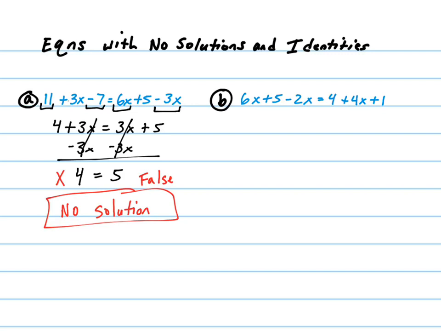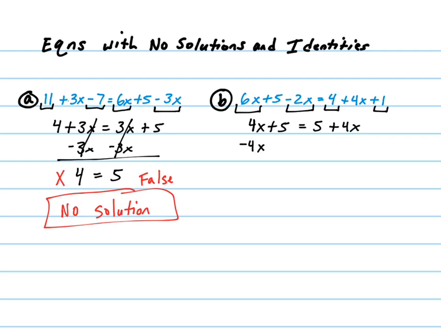Question B, same idea. We've got 6x plus 5 minus 2x equals 4 plus 4x plus 1. So let's clean up the two sides. We've got like terms. So 4x plus 5 equals, in this case, 4 and 1 on the other side. That becomes 5 plus 4x. They already match. They're just written differently, so we kind of know where this is going.